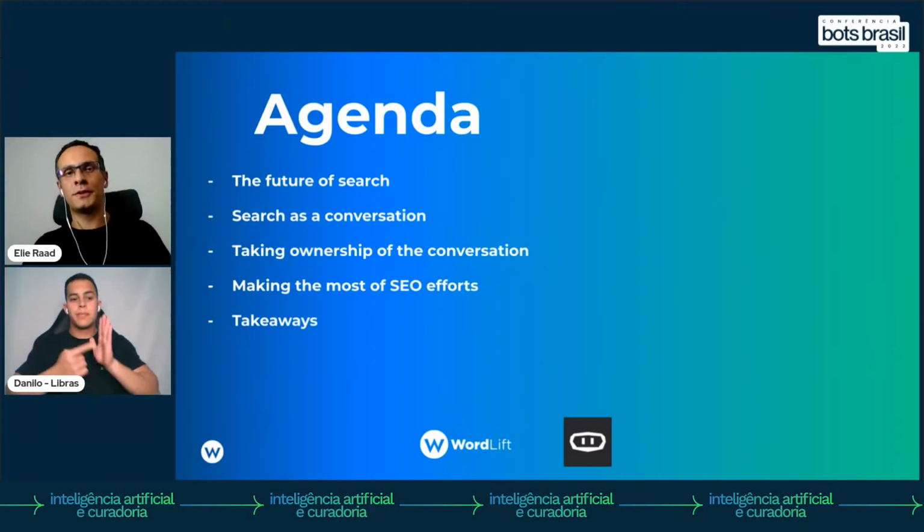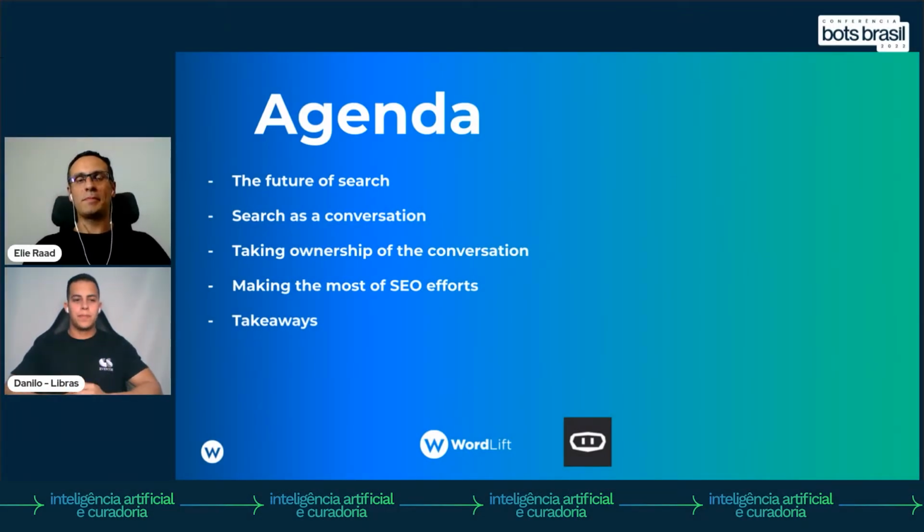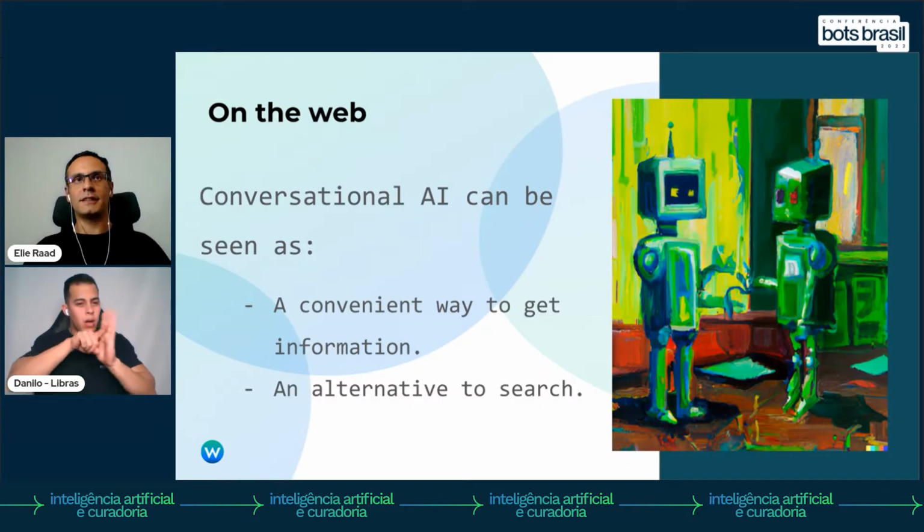So the agenda of today is to talk about search, web search, and to talk about how web search and SEO effort can help you and can help websites better satisfy the user experience and better convert users. So just to start, we're talking about conversational AI. Conversational AI can be seen as a way to get information, or it can also be seen as an alternative to search.